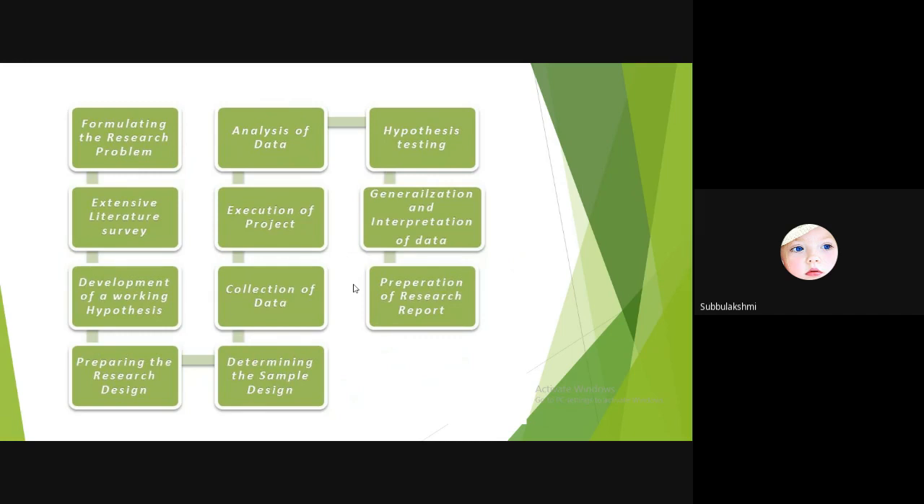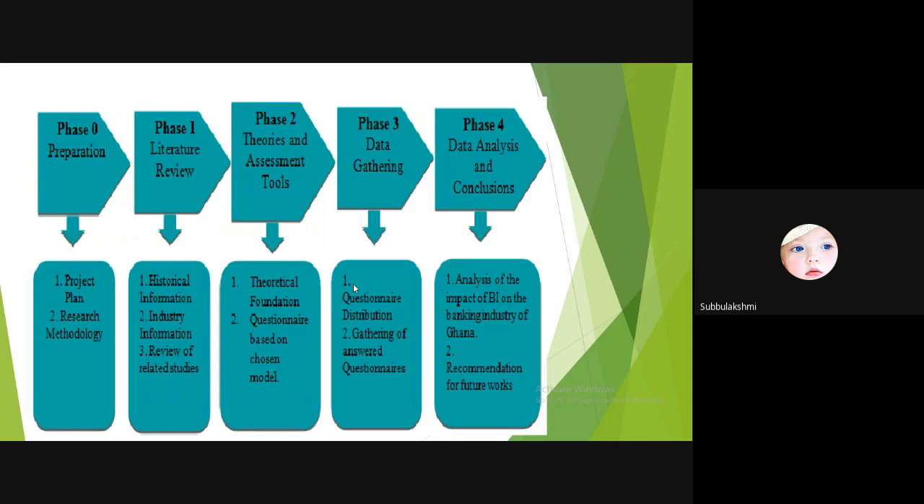So formulate extensive literature review, development of research design, analysis. I mean research design, sample design, collection of data, execution. Next, analysis. Next, testing. We correlate with hypothesis testing. We interpret. Next, report.